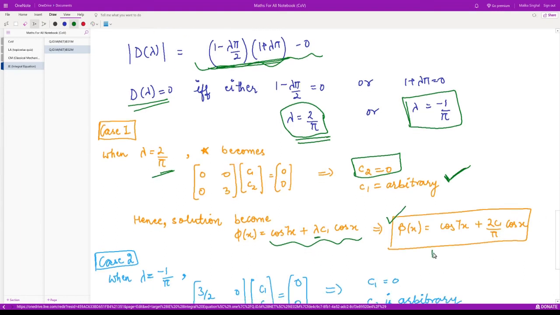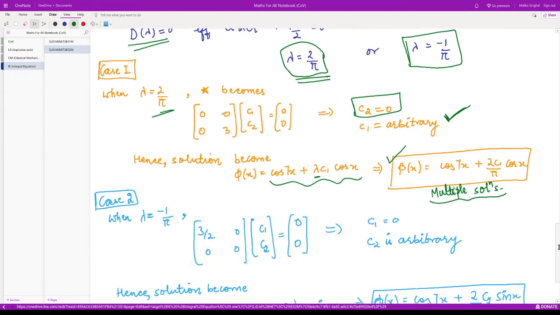So that means we have multiple solutions in this case. Why? Because as we change the value of C1, the solution phi x changes, right? So let us see the second case.